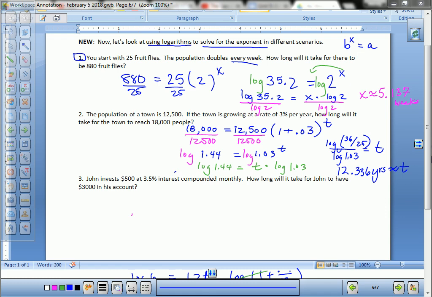Actually, 500 is a lot of money to me, but when you're talking about investing in rates. Yeah, interest. How long will it take John to have $3,000 in his account? Okay, that's going to take a long time because that's 6 times its current value. And though 3.5% is a good rate for what we have going right now, it's not phenomenal. Call it 27 years.